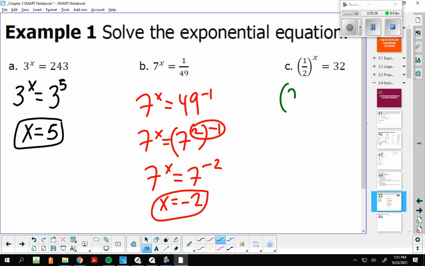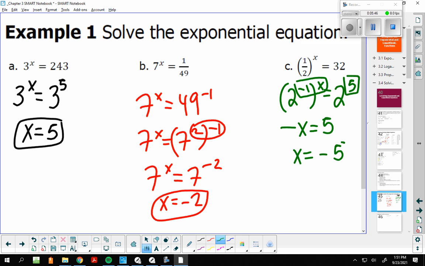1/2. Again, we're going to change that as 2 to the negative first. And then because we have a base of 2 on the left side, we want to write 32 with the base of 2. So 32 is 2 to the 5th power. My exponent rules tell me we're going to multiply that to get negative x, and that equals 5. Divide both sides by negative 1, and we get x equals negative 5.